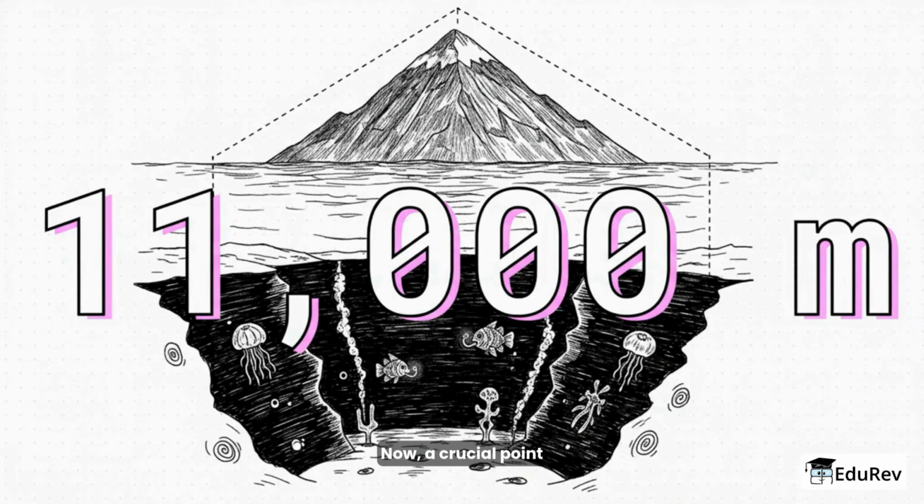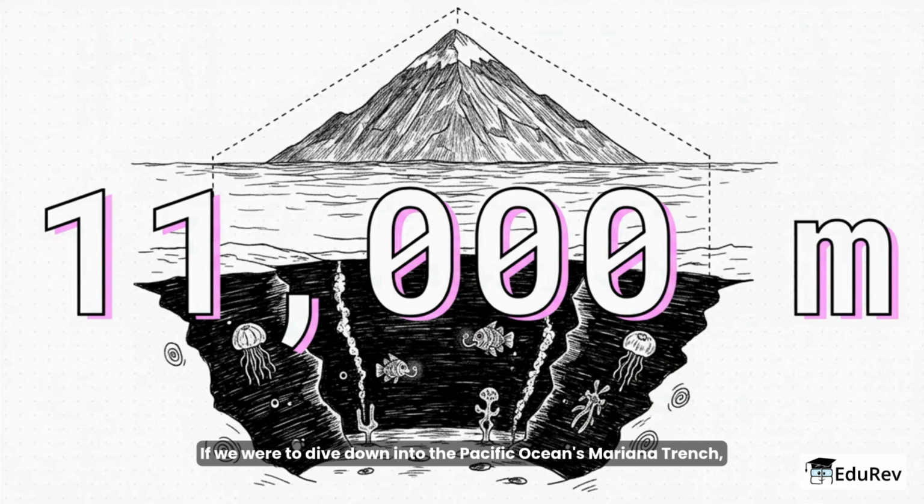Now, a crucial point here is that the ocean floor is definitely not flat. If we were to dive down into the Pacific Ocean's Mariana Trench, we'd reach the Challenger Deep. That is an incredible 11,000 meters below sea level. Just to put that into perspective for you, if you dropped Mount Everest into this trench, its peak would still be over 2 kilometers underwater.